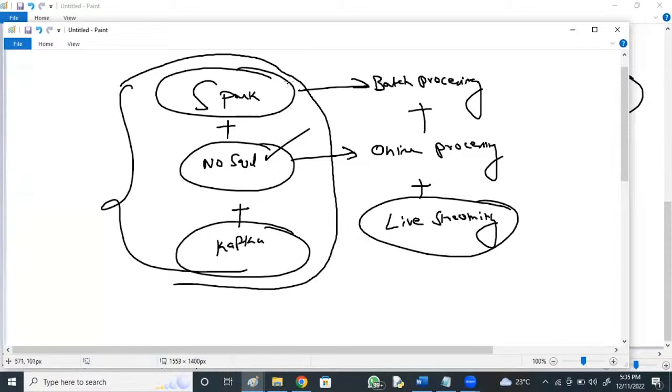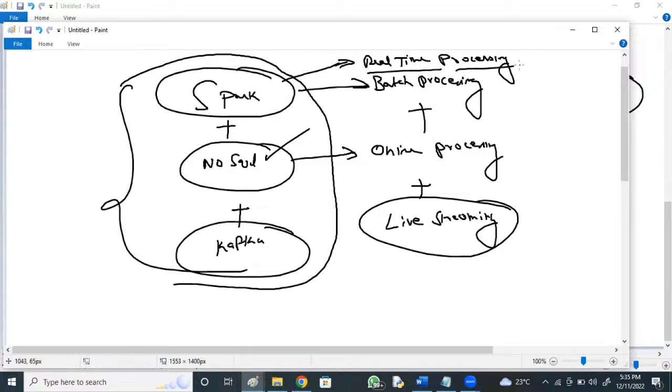And Spark, we say, is real-time processing. We can perform real-time processing. For example, today some 1,000 transactions happened, and at the end of the day you detected that some 20 fraud transactions happened.